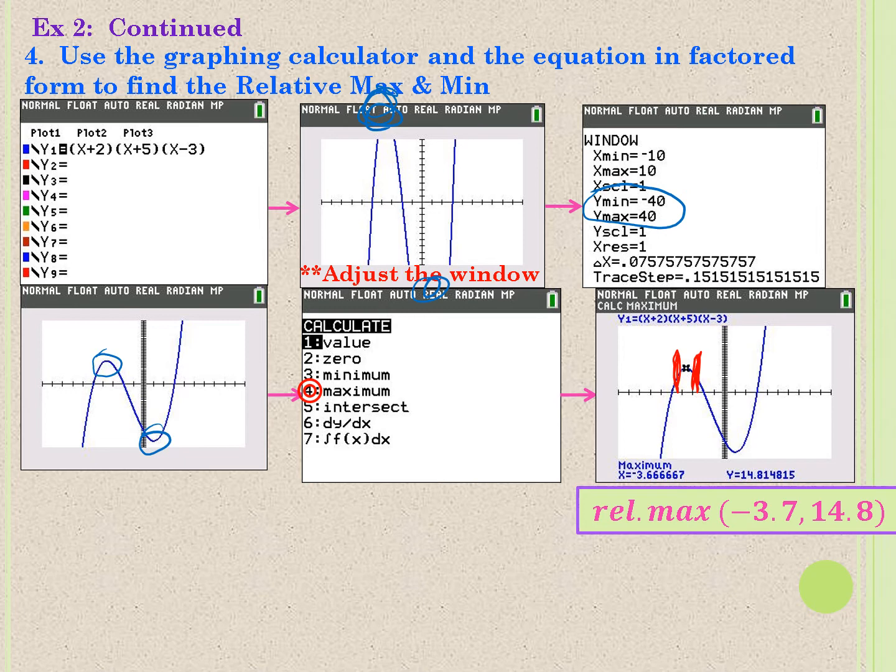So left bound, hit enter. Right bound, go to the right, hit enter. Don't worry about the guess. Hit enter, and it will tell you that your relative max is at negative 3.7, 14.8.